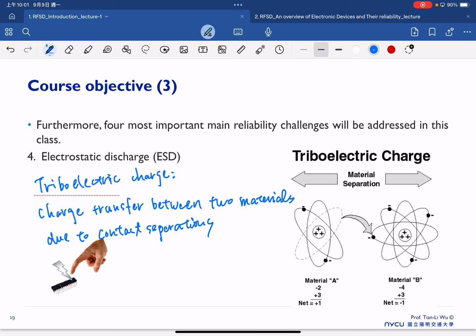So this is one schematic illustration. There is actually a lot of charge in your fingers. Once you touch a certain IC component and suddenly disconnect, there is a chance to generate this triboelectric charge, which leads to electrical discharge. That is what we call an ESD event here. ESD is also one of the key reliability challenges in the semiconductor industry, and we will also talk about ESD in this class.